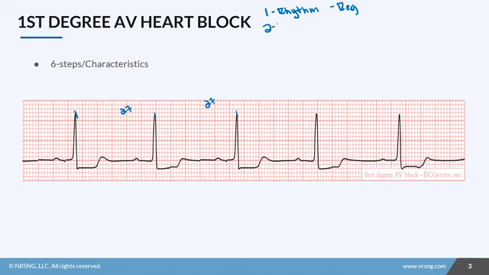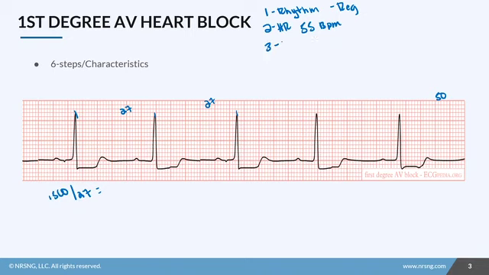Okay, so in step number 2, I got to count the heart rate. So 1, 2, 3, 4, 5. So 50, but let's do the 1500 method. So 1500 divided by 27. And I get 55 beats per minute because that method is more accurate.